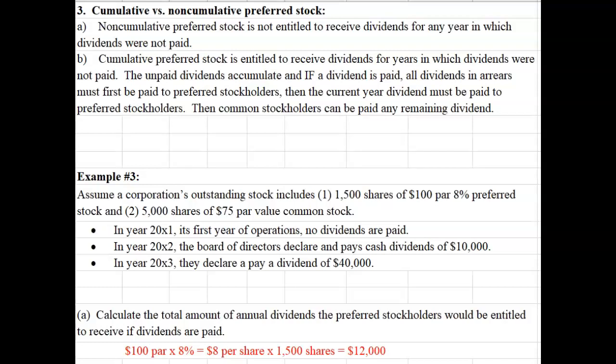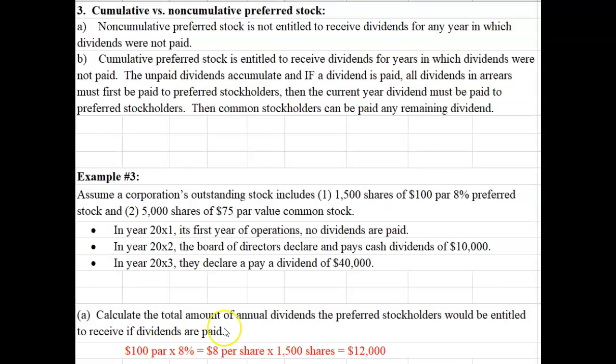And in that video, we discussed that non-cumulative preferred stock simply loses any dividends that are not paid, while cumulative preferred stock is entitled to receive dividends for years in which dividends were not paid. The unpaid dividends accumulate, and if a dividend is paid in the future, all dividends in arrears must first be paid to preferred shareholders. Then the current year preferred dividend must be paid to the preferred shareholders, and only then are any dividends shared with common shareholders.